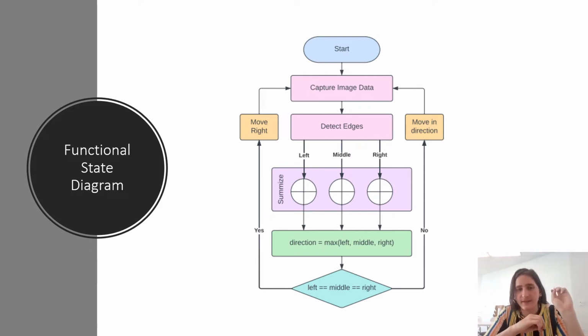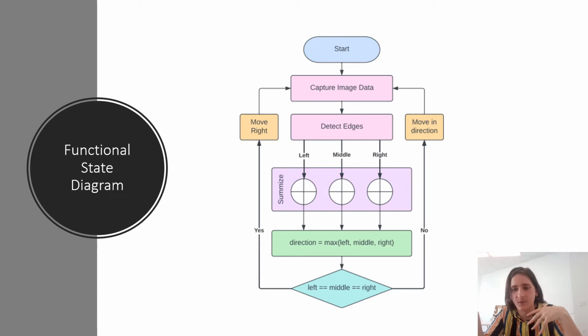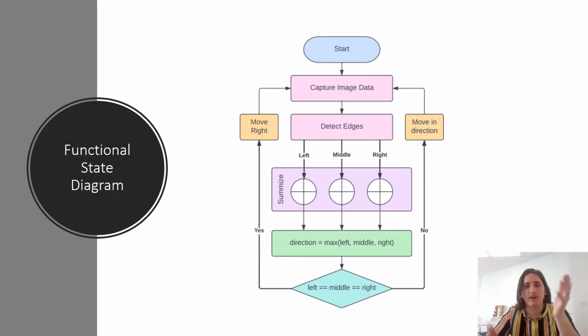However, one side case would be when the left, middle, and right equal each other. So if it's an all red image or an all white image or an all black image, that's when that condition will occur, and when that happens, we'll move towards the right. That's just like a safeguard to ensure that if the robot gets stuck, it won't just sit there and flail or try to move forward into a wall. It will instead make some action to move out of the wall.